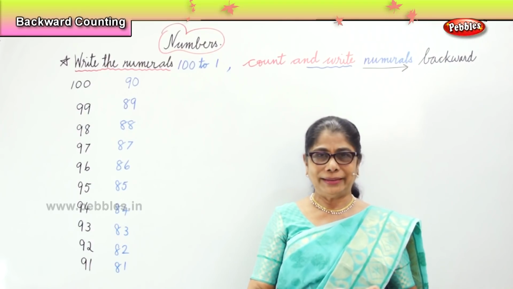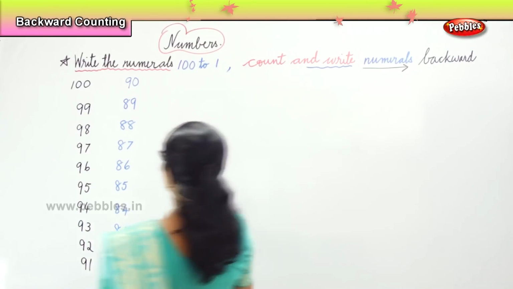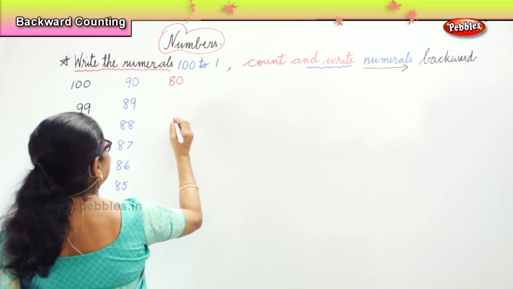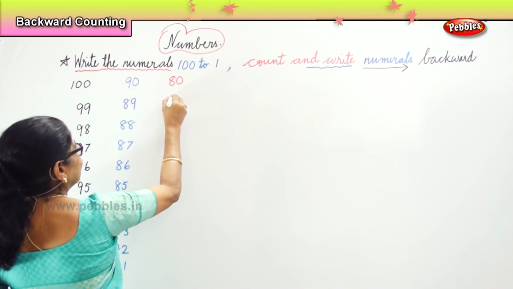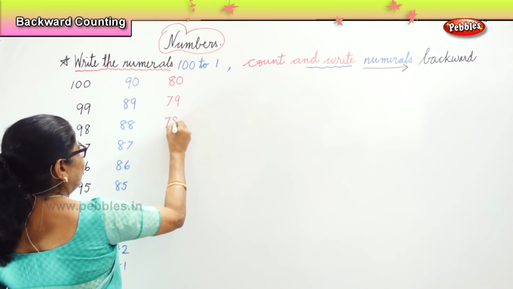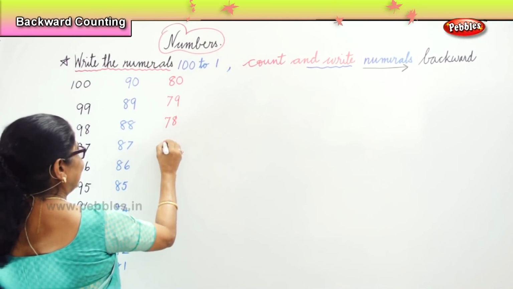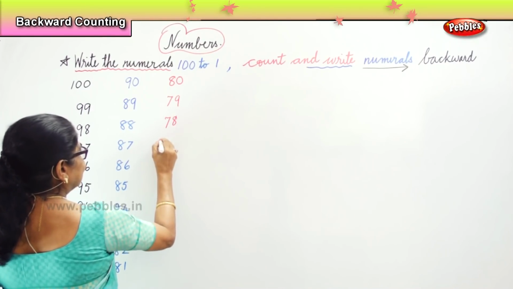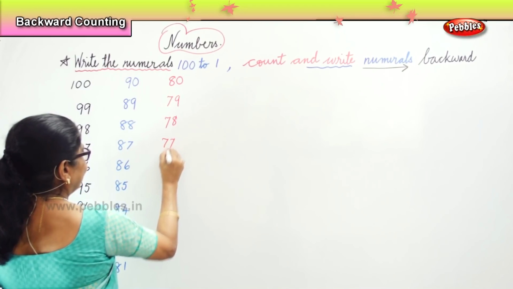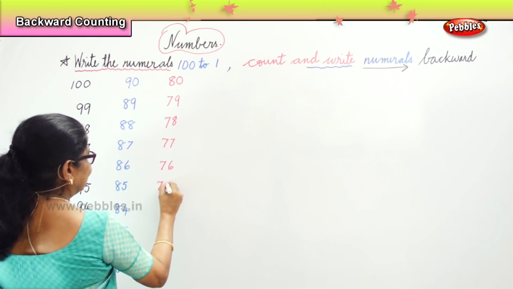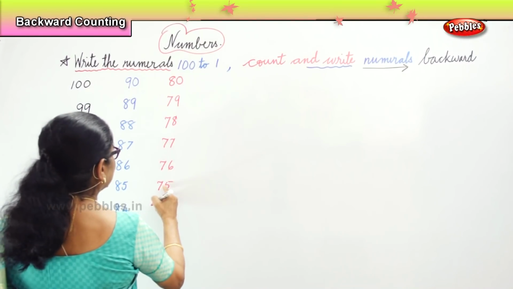What's the next numeral? 80. Next numeral is 80. Now 1 less, good. 79, good. 78, follow the pattern, 9, 8, 7. Yes, next is 77. 76, good. 1 less, 75.